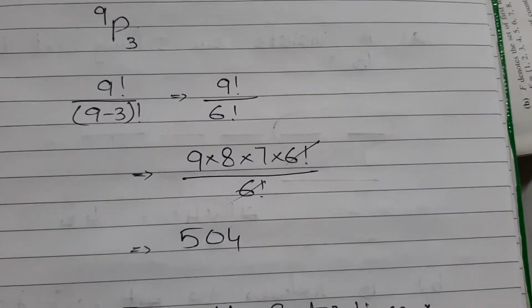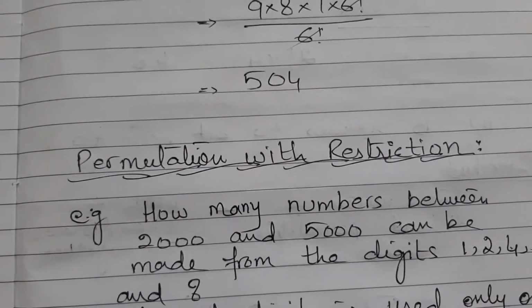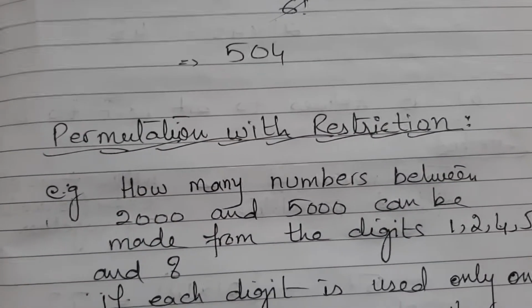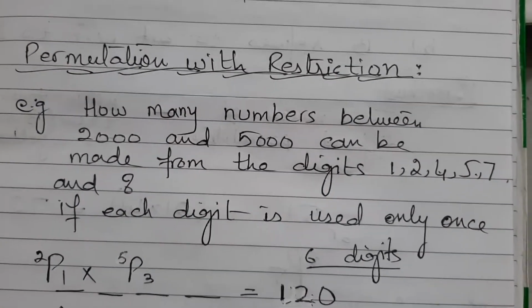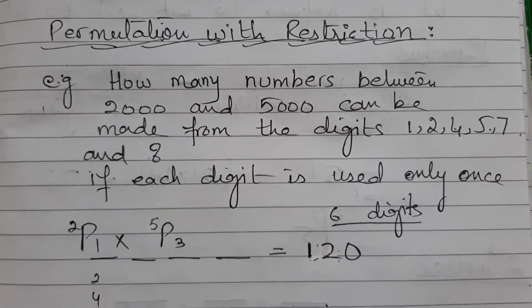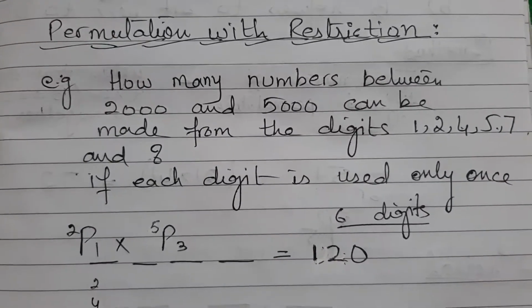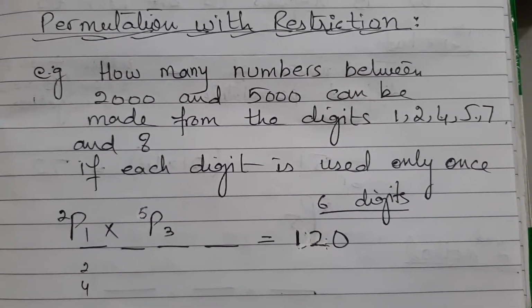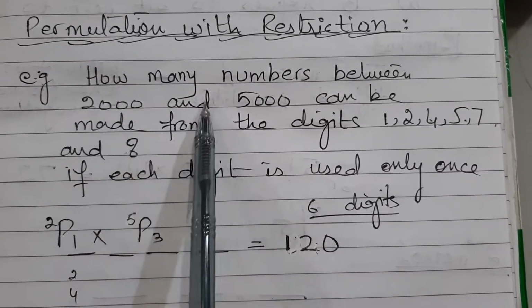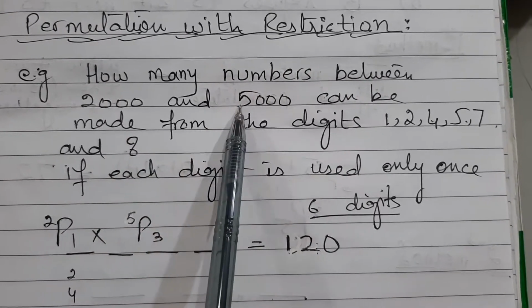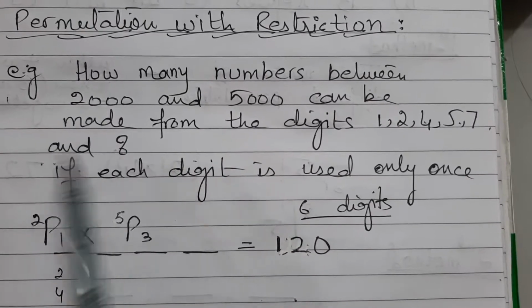Now let's see the permutation case with restriction. So right now we have seen what simple permutation means and what is permutation of r objects from n objects, selection of r objects from n objects. Now if it is a case of restriction and we have to solve the question, we always settle the restriction first, right? So for example, the question is: how many numbers between 2000 and 5000 can be made from the digits 1, 2, 4, 5, 7 and 8.